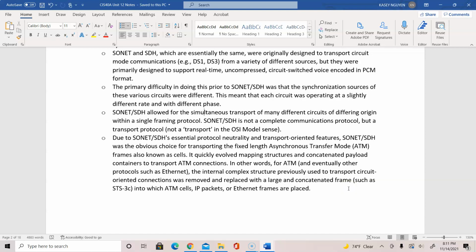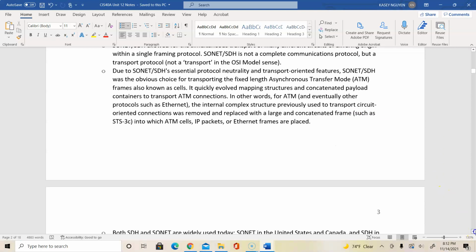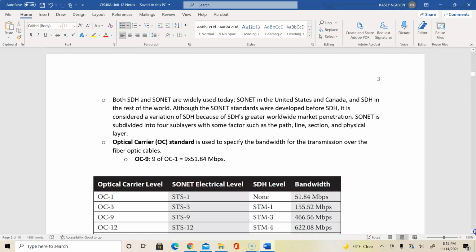So if we apply this to ATM, where frames are considered as cells, it would then be able to map the structures and concatenate the payload for the containers to be able to transport ATM connections. So hence, we would have a complex structure in order to transport the connections and remove and replace large concatenated frames where it would drop them to be able to reduce the congestion of the packets or the cells. So now SONET would work with ATM cells, IP packets, and Ethernet frames. So it was able to adapt to what we would see transitioning to our current network.